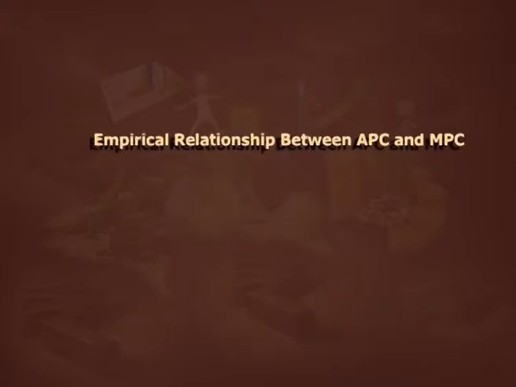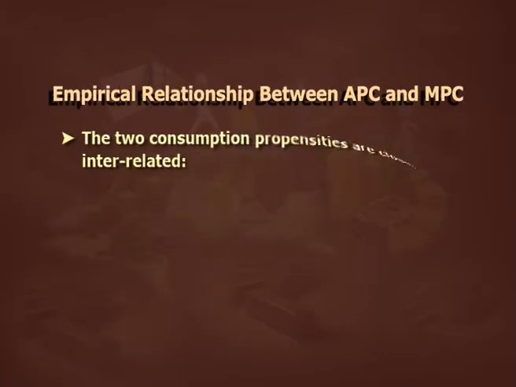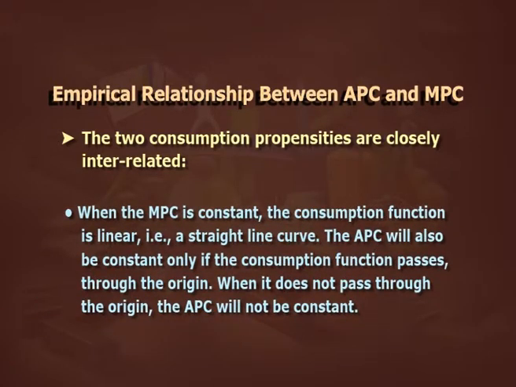Empirical relationship between APC and MPC. The two consumption propensities are closely interrelated. Firstly, when the MPC is constant, the consumption function is linear, that is, a straight line curve. The APC will also be constant only if the consumption function passes through the origin. When it does not pass through the origin, the APC will not be constant.